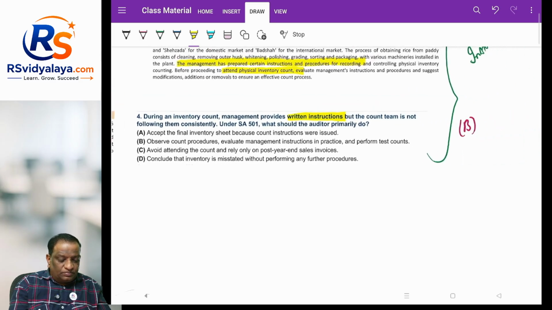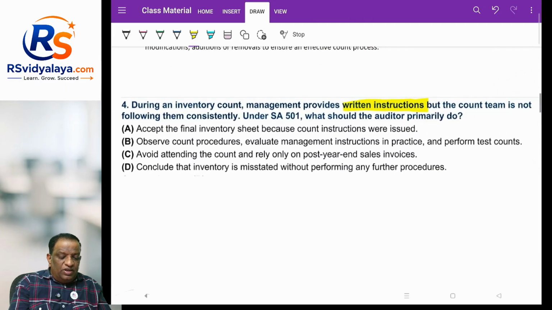Let's say during an inventory count, management provides written instructions, but the team which is counting is not following them consistently. So under SA 501, what should an auditor do? Complying with this is mandatory. If they are not following, then the auditor will modify.